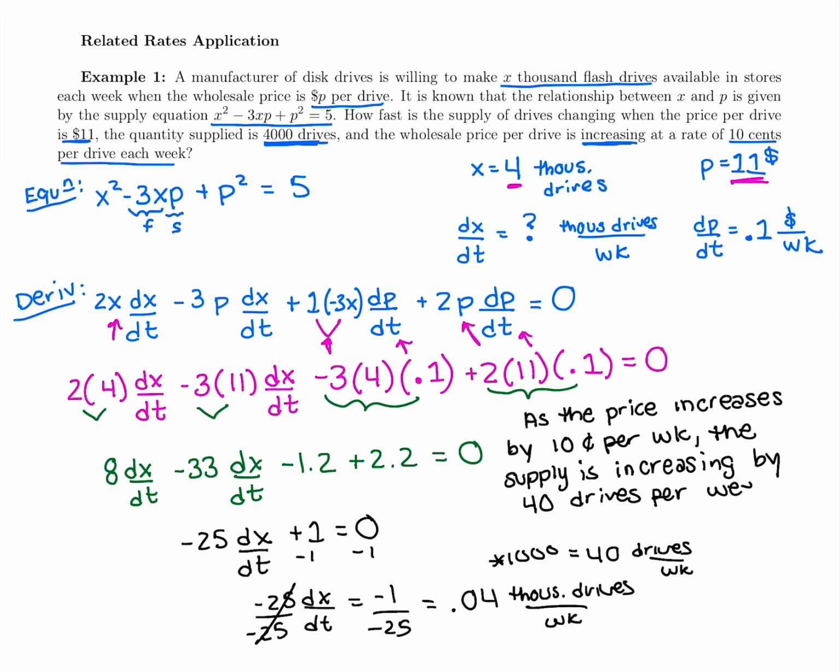I think it makes a lot more sense to multiply out by that 1,000. That way it actually makes sense. 0.04 of 1,000 doesn't mean too much for me, but 40 flash drives makes more sense. So as the price increases by 10 cents per week, the supply is increasing by 40 drives per week. That means they have 40 more flash drives sitting on the shelves than usual. That little price increase does impact how many flash drives that they have sitting in stock.